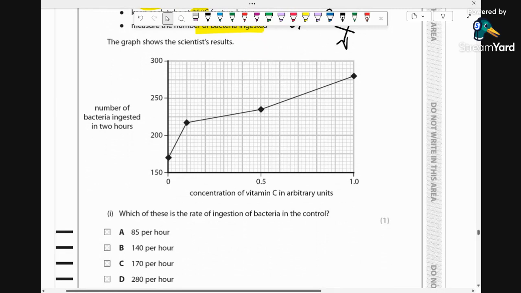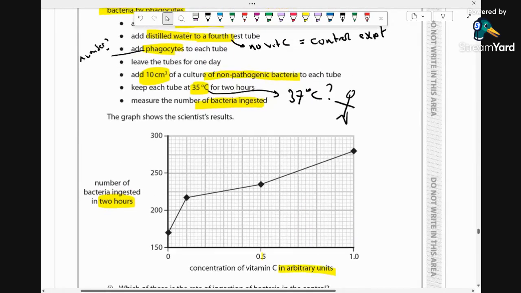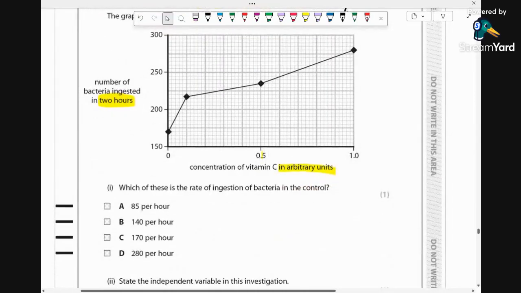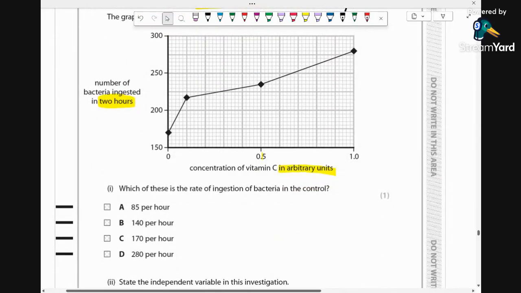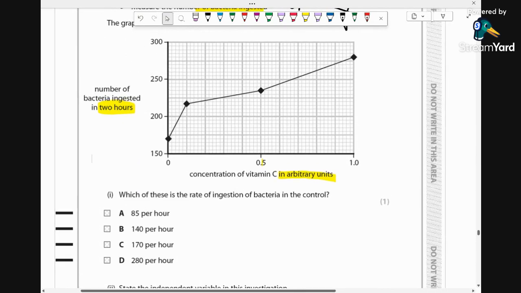So we've got concentration of vitamin C in arbitrary units. So essentially going from 0.5 here to 1, we've doubled it. Number of bacteria ingested in 2 hours. I thought they left it for... Oh yeah, they left it for a day. In 2 hours, right? Okay. Is that long enough? Maybe. Which of these is the rate of ingestion of bacteria in the control?